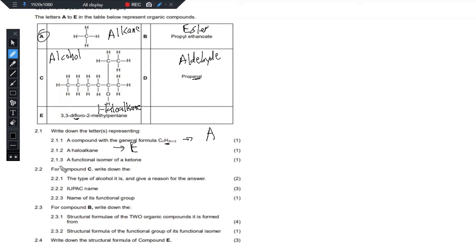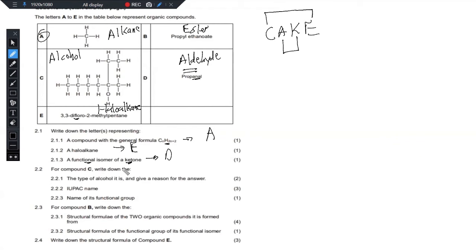Right. And then 2.1.3, a functional isomer of a ketone. Now remember, what are functional isomers? Whenever we are talking about functional isomers, you think of CAKE. So carboxylic acid is a functional isomer to an ester, and aldehyde is a functional isomer to a ketone. Now we have an aldehyde here. They're asking us for a functional isomer of a ketone. So we know the functional isomer of an aldehyde is a ketone, and therefore our answer here is supposed to be D. Right. So see how quickly you answer those questions after you have done that.